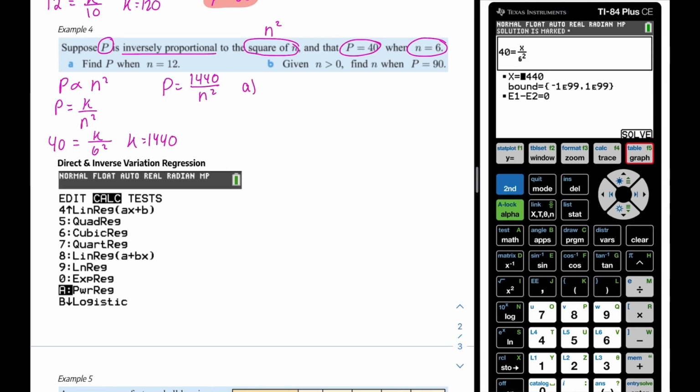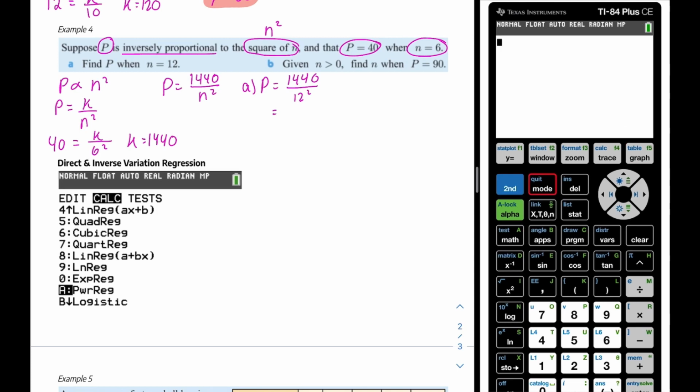So I can find my answers. Part A, find p when n is equal to 12. So we replace n by 12. And we can find our value for p. So p is equal to 10. And then for part B, we're now looking for n. So given that n is bigger than 0, find n when p is equal to 90. So 90 is equal to 1,440 over n squared. Now again, since there's a squared here, there's going to be 2 possible answers.